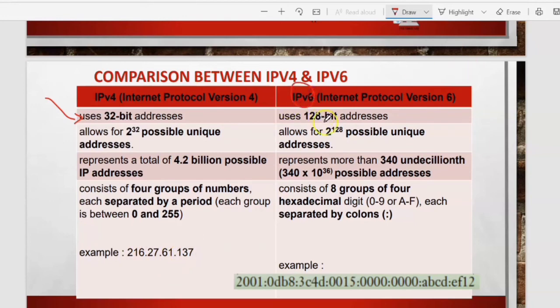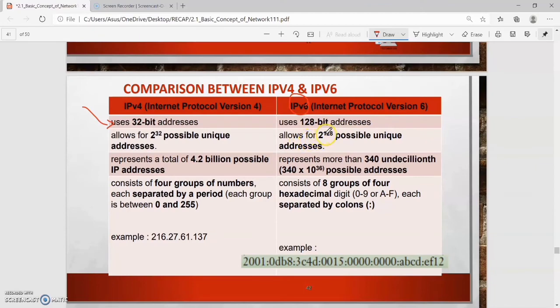Okay, for IPv6, it uses a 128-bit address, allowing for 2 power of 128 possible unique addresses. So it represents more than 340 undecillion possible addresses. It consists of 8 groups of 4 hexadecimal digits, each separated by colons. Okay, remember, for IPv6, it consists of 8 groups. If you see, this is the example. 8 groups, 1, 2, 3, 4, 5, 6, 7, 8. Hexadecimal digits are 0 until 9, or you can use A to F, each separated by colons. This one, make sure you remember the comparison between IPv4 and IPv6.